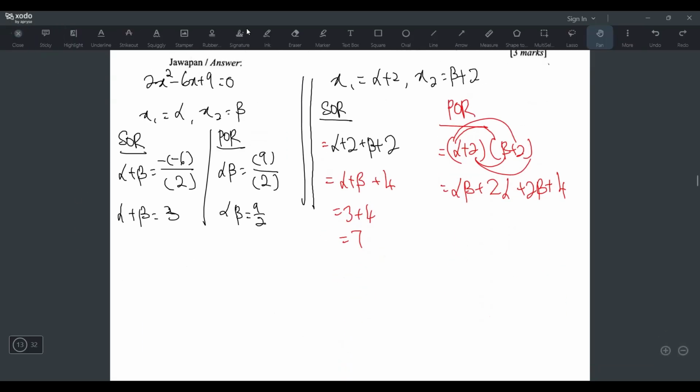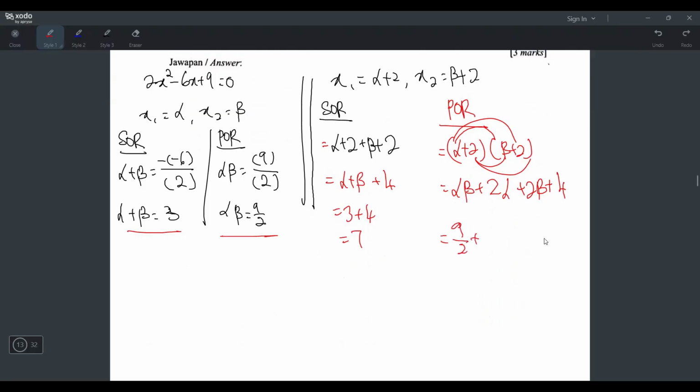So whenever you are stuck, you use these two pieces of information to help you. So alpha beta, I can see here is 9 over 2. So just substitute inside. And then the plus 4, I write first. Okay, 2 alpha plus 2 beta. Do I have 2 alpha plus 2 beta? I don't. But I have alpha plus beta. So how? Just factorize out the 2, because when you factorize out, you get alpha plus beta here.